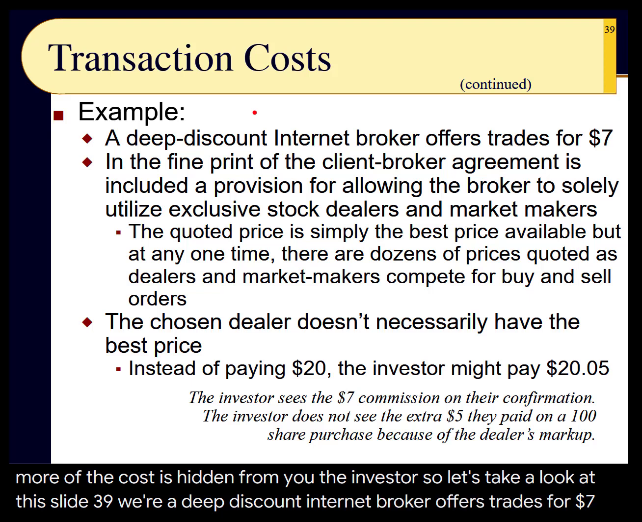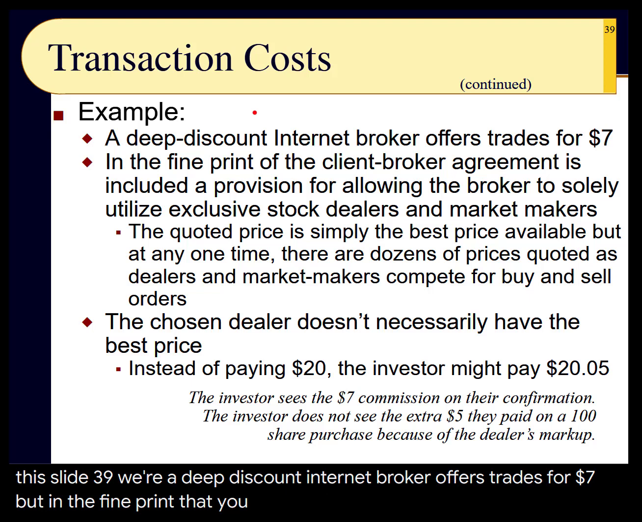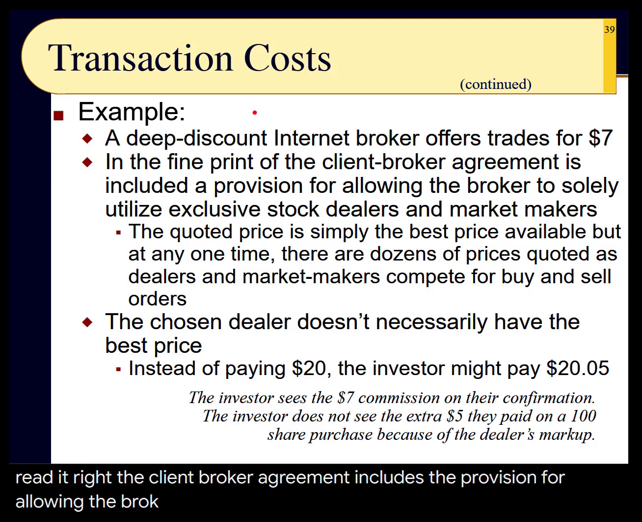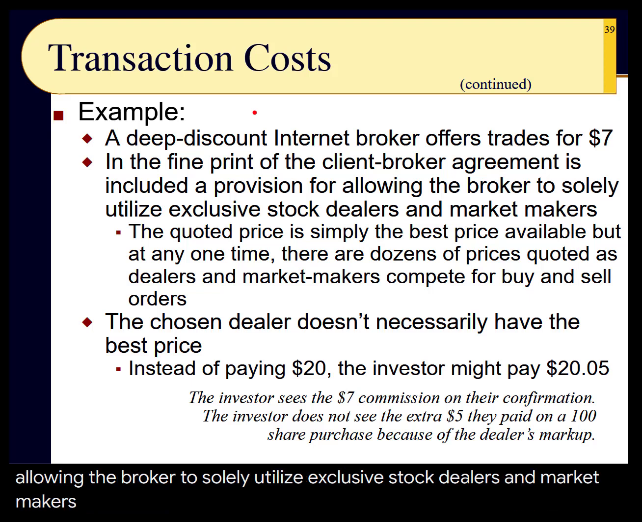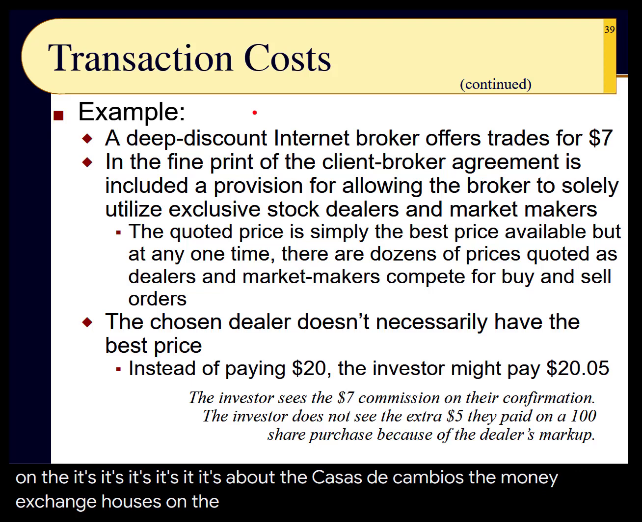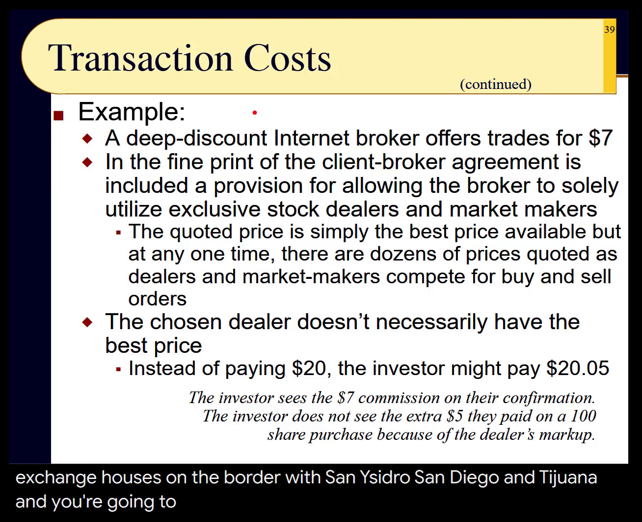So let's take a look at slide 39, where a deep discount internet broker offers trades for $7. But in the fine print that you read when you clicked to say you've read it, right? The client broker agreement includes a provision for allowing the broker to solely utilize exclusive stock dealers and market makers. What does that mean? Well, we're going to see a presentation on the Casas de Cambio, the money exchange houses on the border between San Ysidro, San Diego, and Tijuana. And you're going to see that there's not just one price.